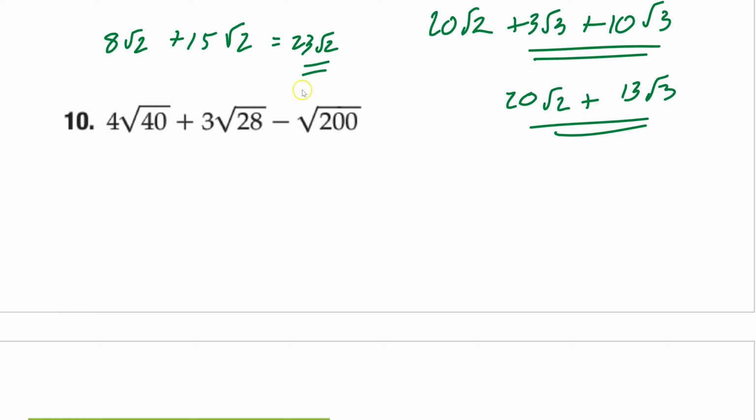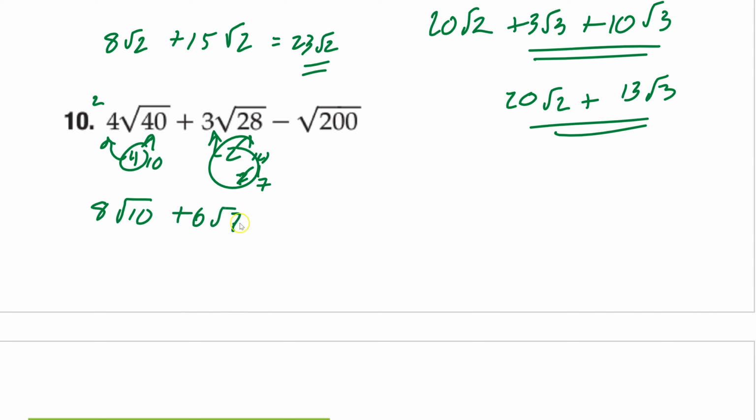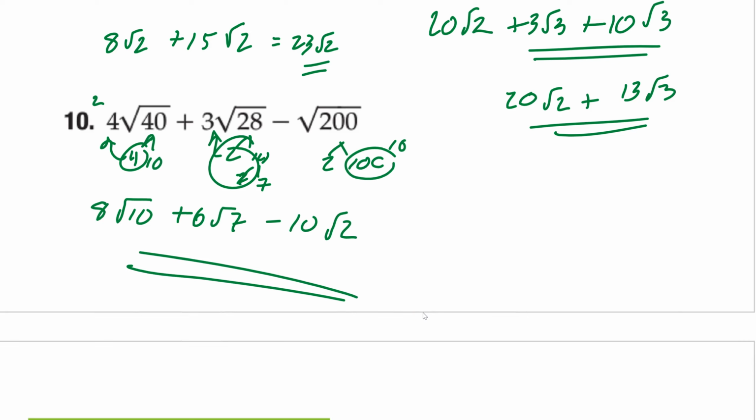One more of this type. So we'll just break it down. Let's go a little faster now. 4 times 10, square root of 4 is 2. 10 doesn't break down to anything. It's 2 and 5, so no pairs. 28, 2 and 14, 2 and 7. So a pair of 2's comes out. 6 rad 7. 200, that's 2 times 100. Square root of 100 is 10. So minus 10 rad 2. Hey, these are all different. Can't do anything. There you go. Just simplified it.